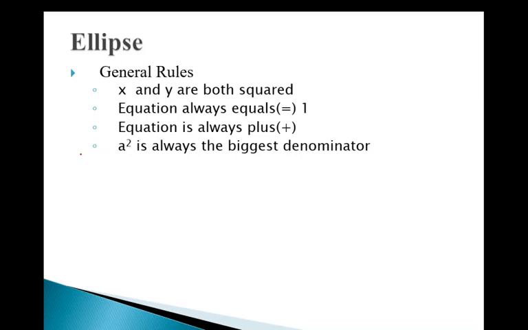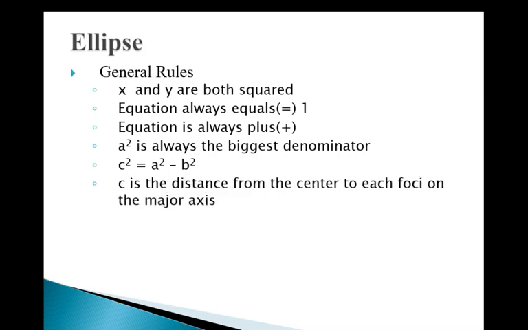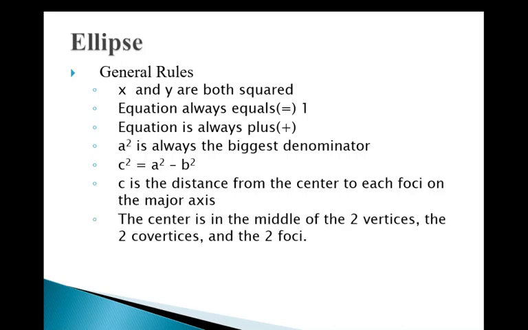So when we talk about the formulas, a squared is always the biggest number. This is the equation to find c. C has to do with the distance to the focal points. It looks sort of like the Pythagorean theorem, but instead of a squared plus b squared, it's a squared minus b squared. C is the distance from the center to each foci on the major axis. And the center is in the middle of everything, hence the name center. The center is in the middle of the vertices, the co-vertices, and the foci.